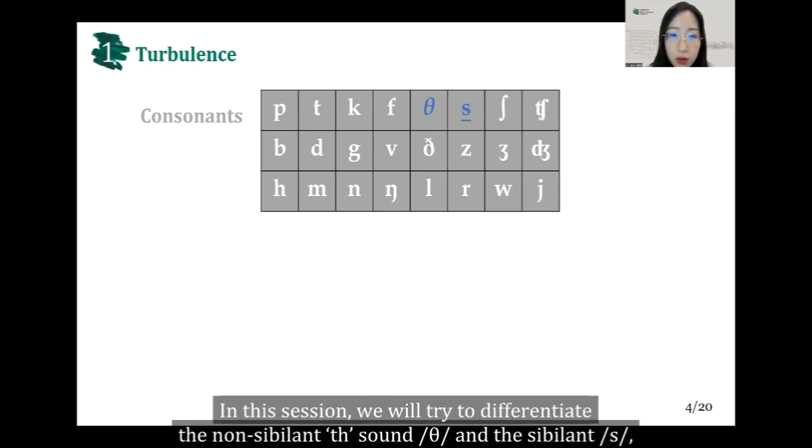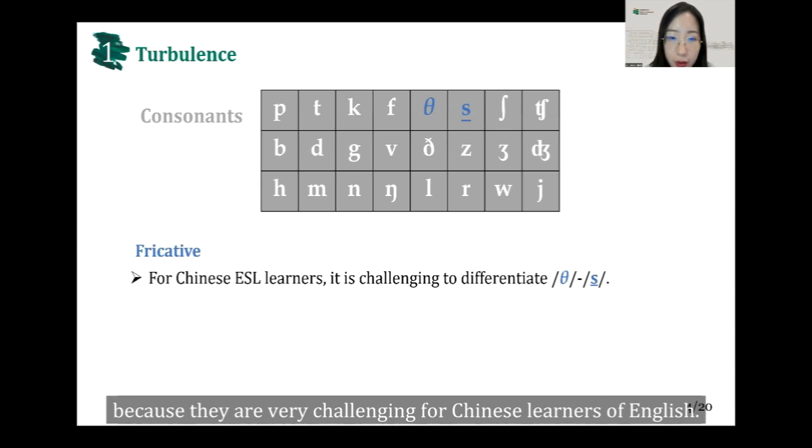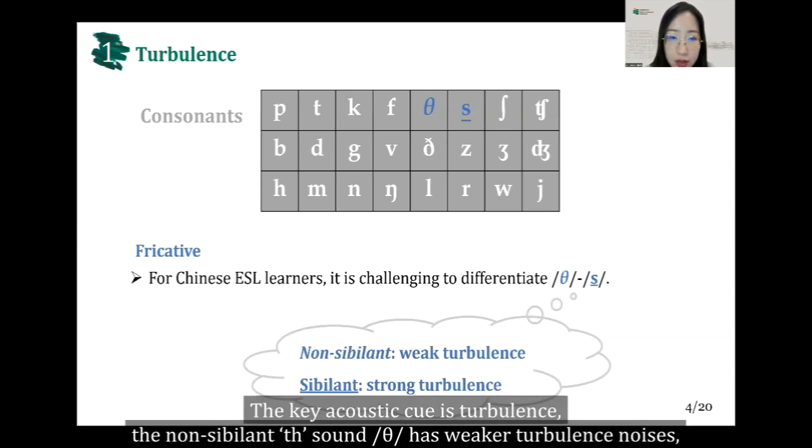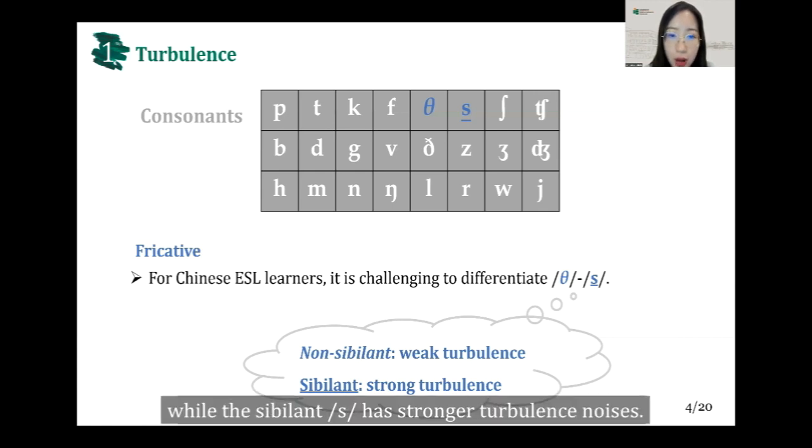In this session, we'll try to differentiate the non-sibilant th sound and the sibilant because they are very challenging for Chinese learners of English. The key acoustic cue is turbulence. The non-sibilant th sound has weaker turbulence noises, while the sibilant has stronger turbulence noises.